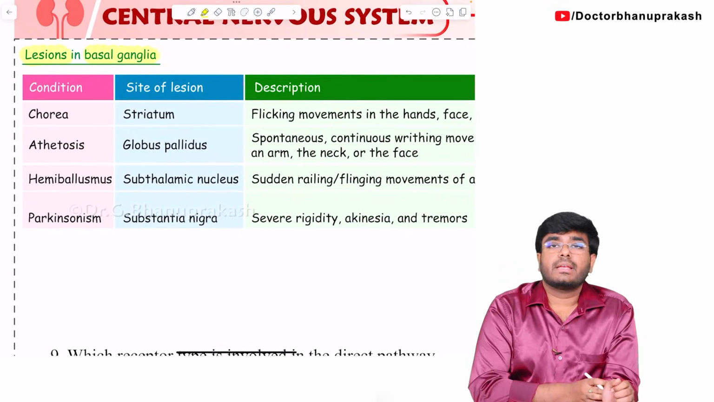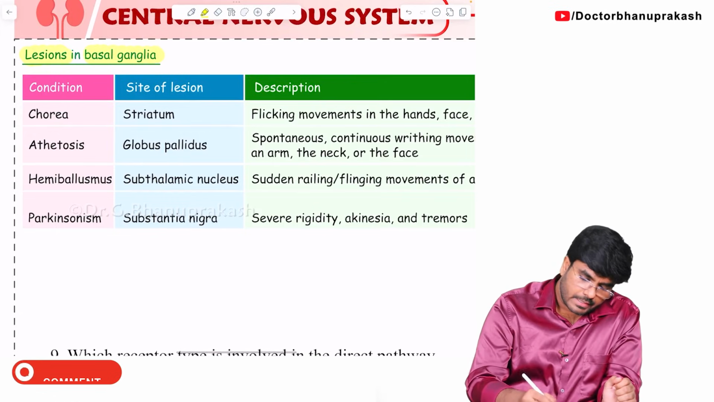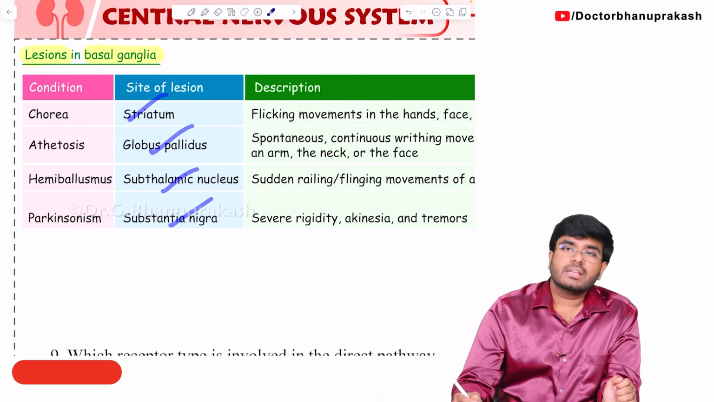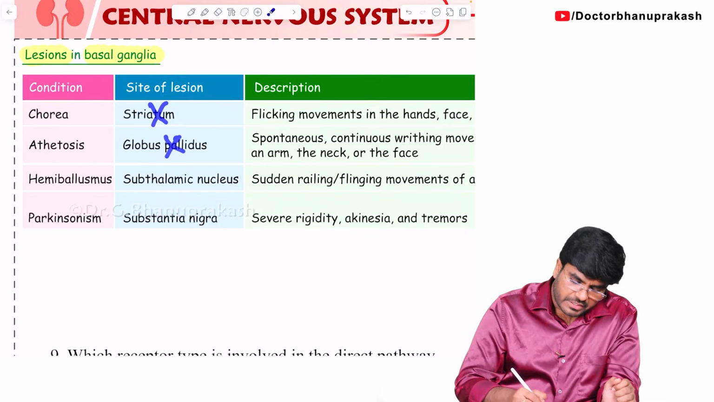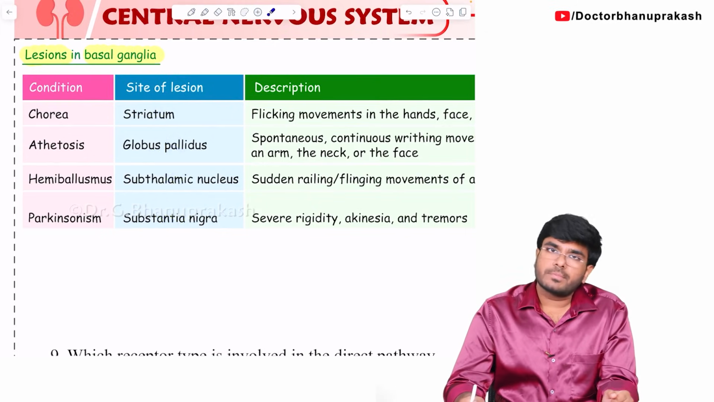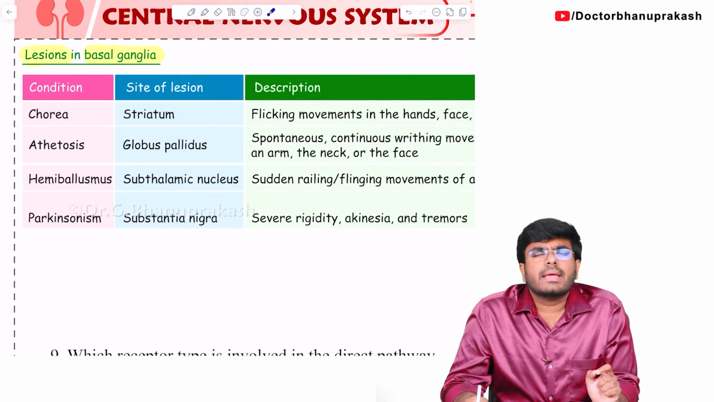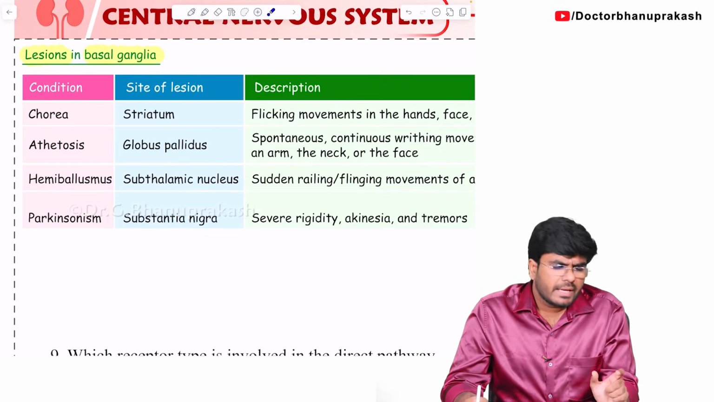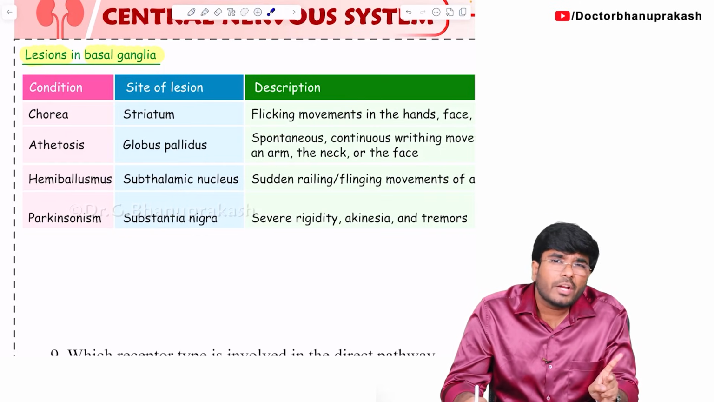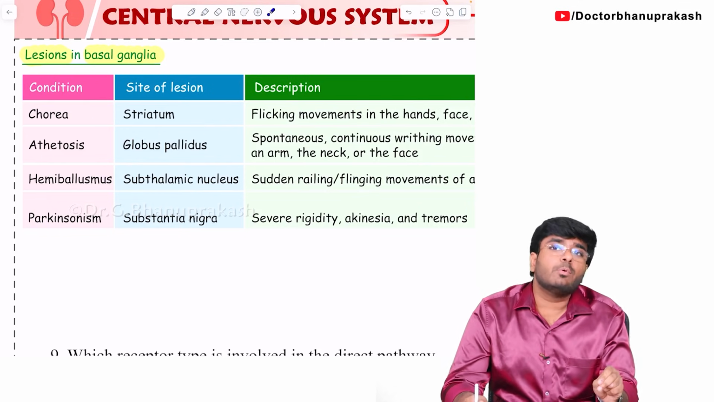Okay, lesions in the basal ganglia. What happens if there is a lesion in the basal ganglia? There are different structures of the basal ganglia, and damage to different structures is going to cause different types of problems. I have told you, basal ganglia is predominantly inhibitory, it's going to inhibit the involuntary movements, the unnecessary movements in the body.